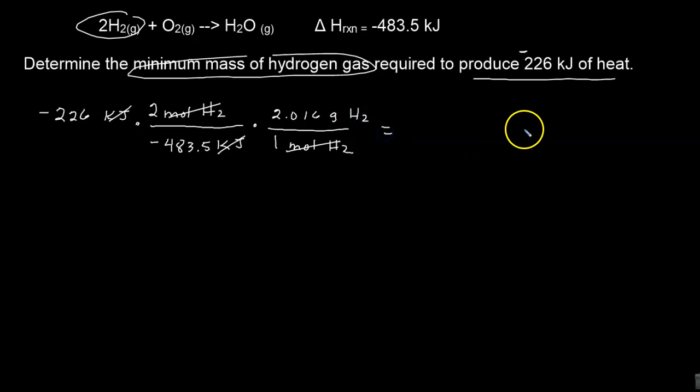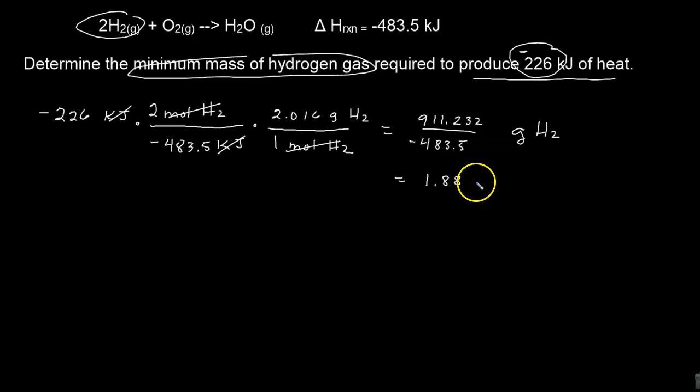I'm left with just grams of hydrogen as my label now, and it looks like when I did my calculations, I have 911.232 divided by the negative 483.5. Again, looking at significant digits, I only have 3. So I'm going to get a final answer of 1.88 grams of hydrogen gas required. Okay, and that is example number 3.